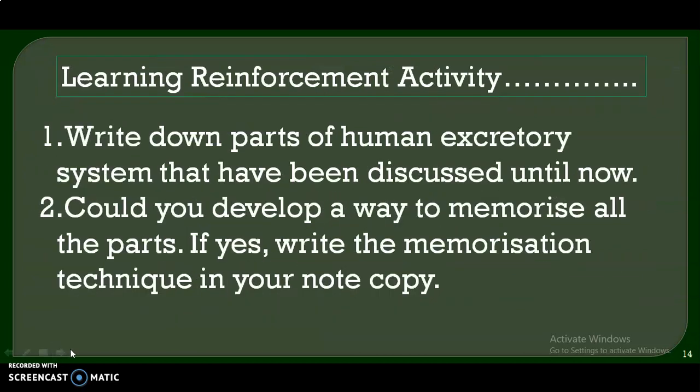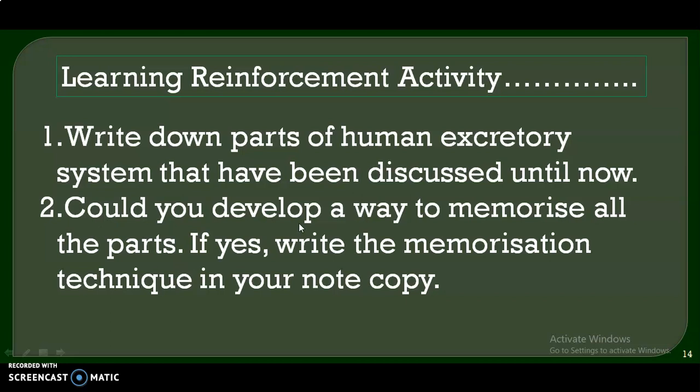So in this video lesson, we come to know about the different parts of human excretory system by studying the diagrams, okay, and by learning about various functions that they perform. Now, here are some of the learning reinforcement activity for you for this video lesson part 1. The first activity is you have to write down parts of human excretory system that have been discussed until now in this video lesson. Then there is a question. Could you develop a way to memorize all the parts?